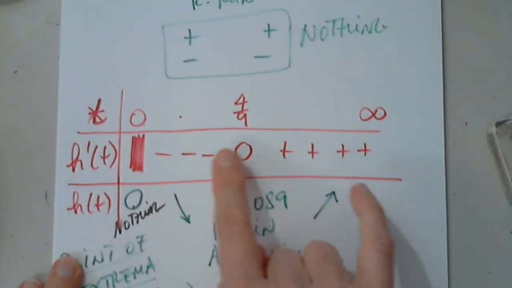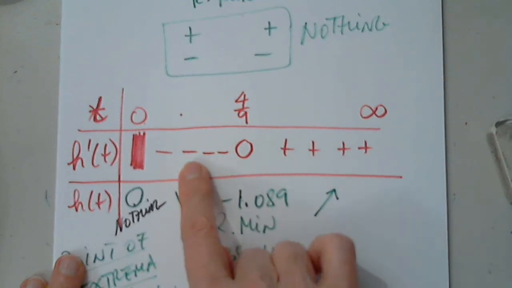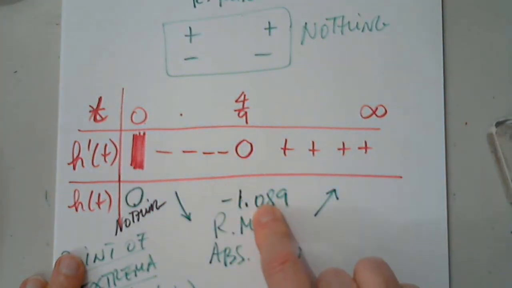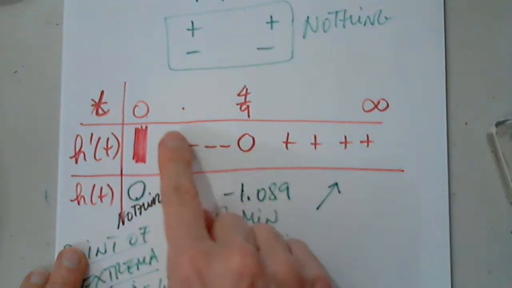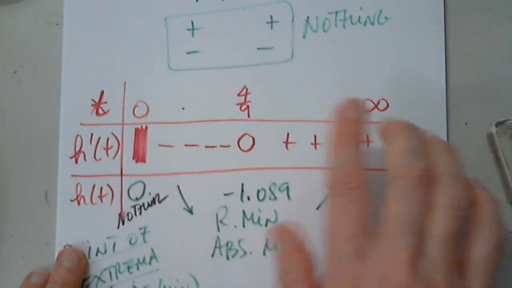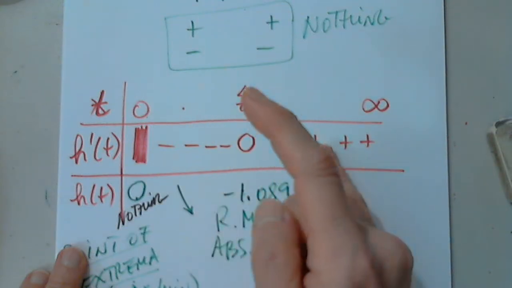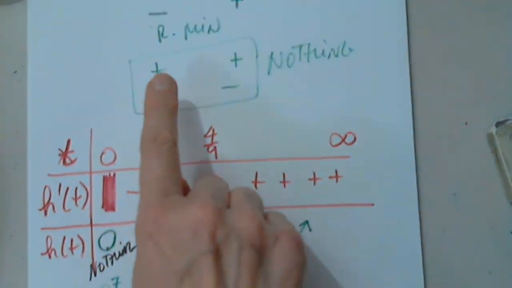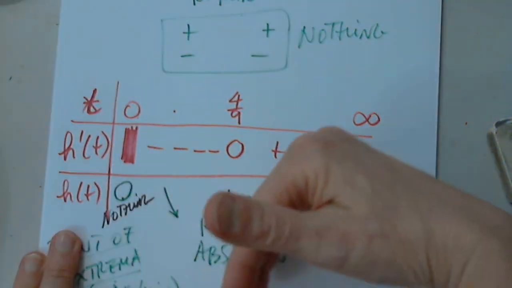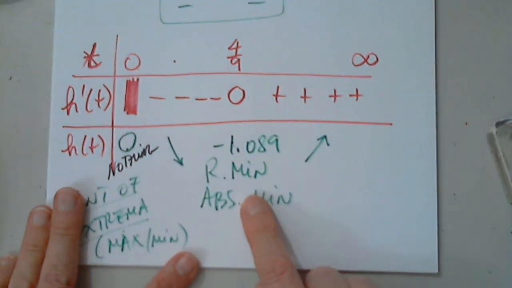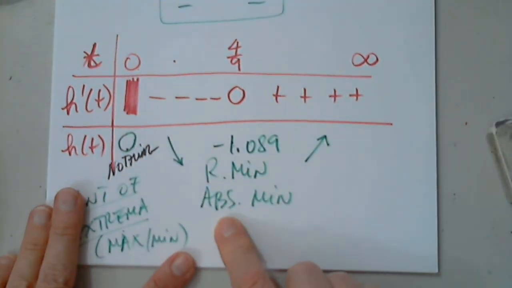If the derivative does not change sign, this point is nothing. If I have positive, positive, positive everywhere, nothing. If I have negative, negative, negative everywhere, nothing. But it changes sign, and it changes sign in this sequence: negative, positive. So this must be a relative minimum. It turned out to also be an absolute minimum.